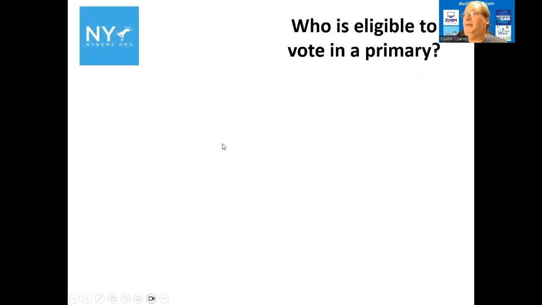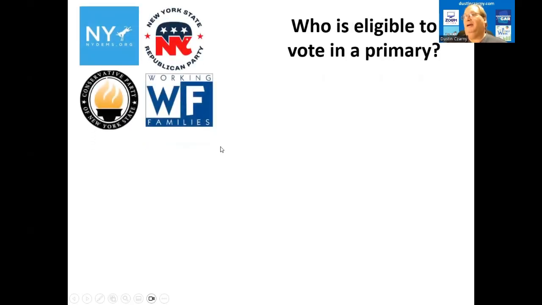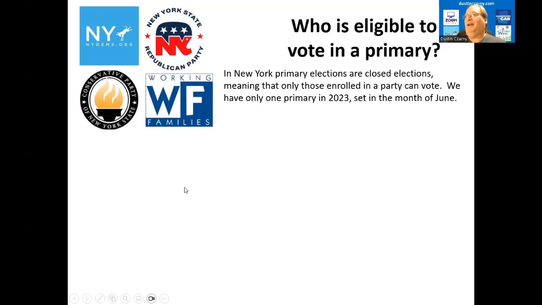Who is eligible to vote in the primary? Well, we have 4 established parties in New York: the Democrats, the Republicans, the Conservatives, and Working Families. In New York, primary elections are closed elections, meaning that only those enrolled in the party can vote in that primary. So, we have only one primary in 2023, set in the month of June.